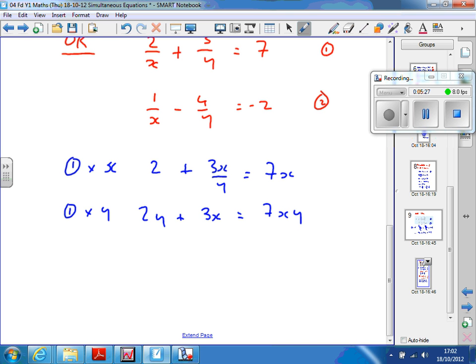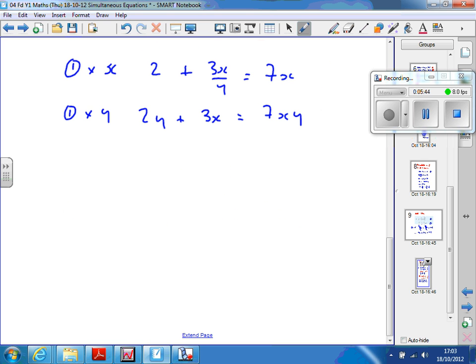Now what I want to do is actually make a substitution. I want to get x or y on its own. And that involves something that often happens in things like this. If I've got x's on both sides, say I wanted to get x on its own, I get all the terms involving x on the same side. So therefore, 2y equals 7xy minus 3x. I've subtracted the 3x from both sides, got the x's on the same side.